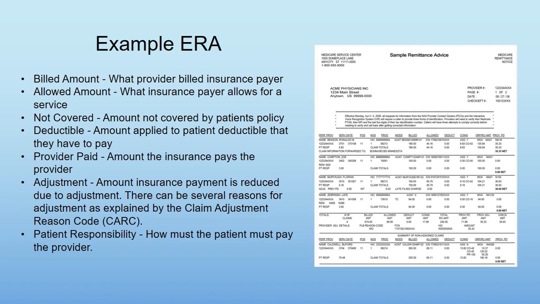Adjustment, that's the amount the insurance payment was reduced due to an adjustment. There can be several reasons, and we talked about the claim adjustment reason codes earlier. And the patient responsibility, this is how much the patient must pay the provider. Now this is a Medicare ERA, but commercial and private insurance payers, their ERAs follow a similar format and include a lot of the same information. Sometimes it's located in different places on the ERA, but they all pretty much include this basic standard information on their ERA.